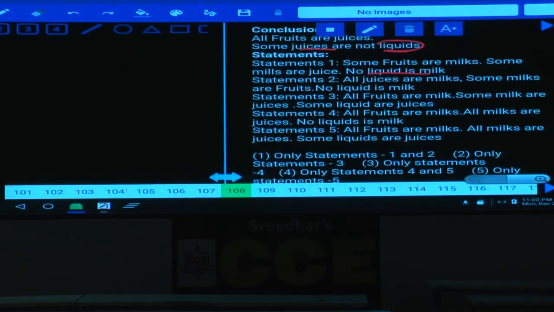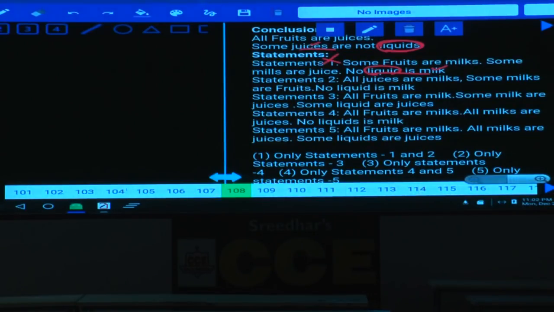Now we can derive from this one, no liquid is a milk. The word liquid will be retained as it is. Observe this very carefully. Then milk should go and juice should come. Now there is an intersection between milk and juice. Is there any statement between milk and juice? No statement at all. Hence choice 1 cannot be right, sir.